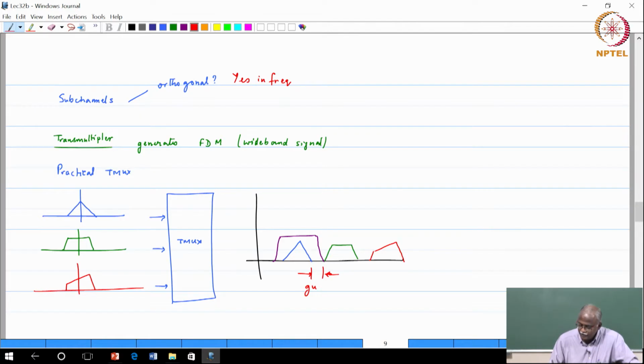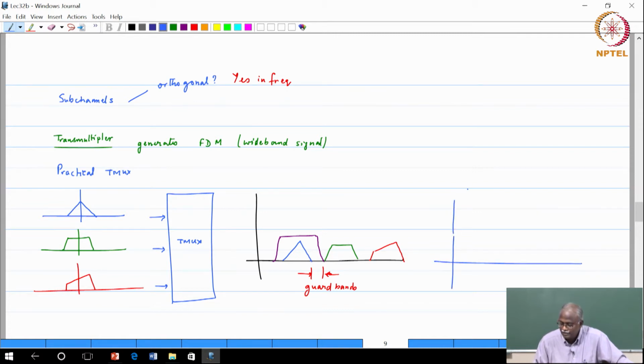So, we said that we are talking about a practical transmultiplexer. These are guard bands. Guard bands are wasted spectrum because that is not useful. Therefore, it reduces the overall efficiency of your transmission scheme, but you cannot avoid it because that is part of the practical transmultiplexer.